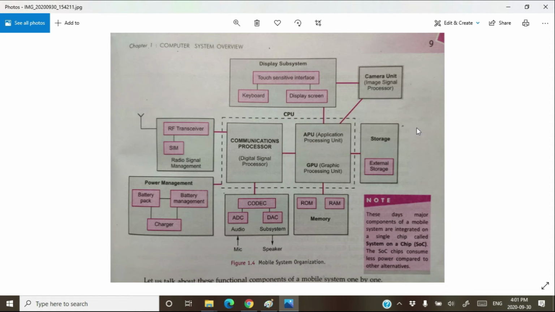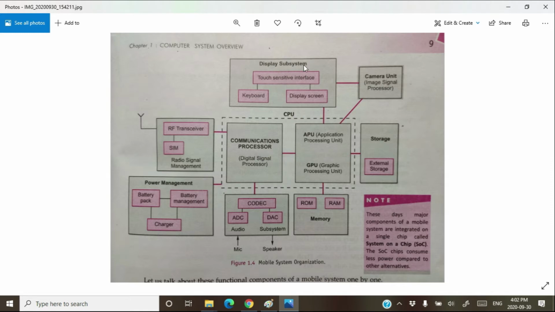Now let's study about mobile system organization. Nowadays, every person has a smartphone. After learning about the computer system organization, let's learn about the mobile system organization. The mobile phone, meaning the smartphone, is also a kind of computer. A computer in your hand. Now let's see what components your mobile system has.